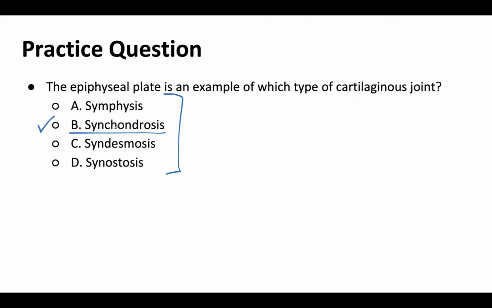It has chondro right here in its name, so we know it has something to do with cartilage. Epiphyseal plates are typically located in the appendages, so not in the midline like the other cartilaginous joint, which is the symphysis. So that's not the correct answer. A syndesmosis is a type of fibrous joint, so we know that's not a cartilaginous joint. And when this epiphyseal plate is completely replaced by bone, it will become a synostosis. But while it is still an epiphyseal plate, it is a synchondrosis. It is not a bony joint. So D, synostosis, is not correct either.